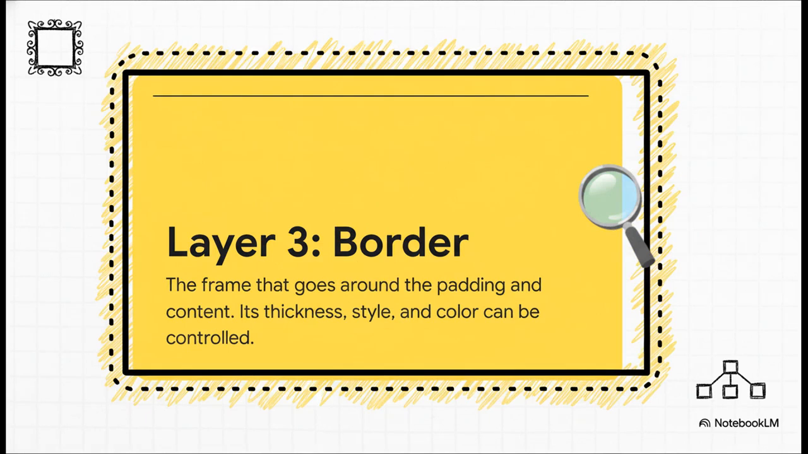Next up is the border. This one's pretty easy to guess. It's the visible line that wraps around both the content and the padding. In our analogy, it's the actual picture frame. And with CSS, you get total control. You can change its thickness, its style, solid, dashed, dotted, and, of course, its color.